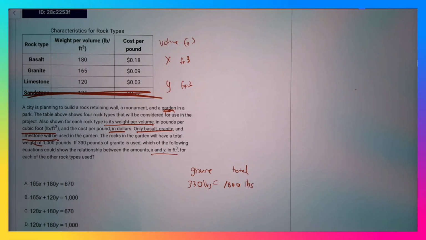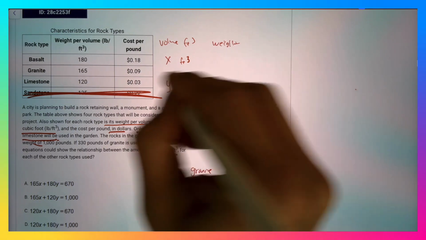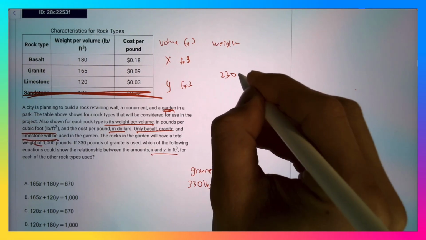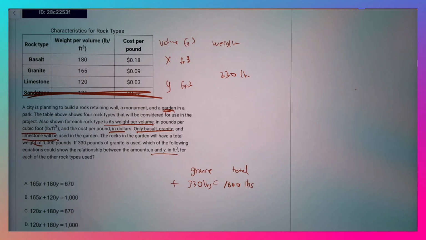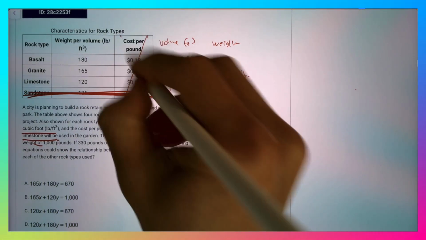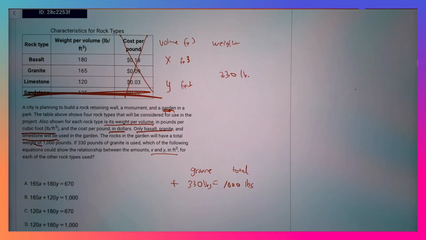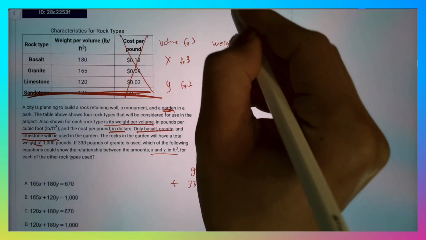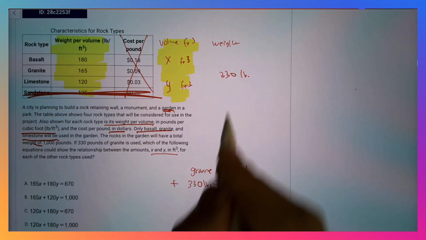Okay, but we need to find the weight. So for the weight, granite is given as 330 pounds. So that's what we use here. And we can ignore the entire cost per pound because I'm not seeing any cost in the problem. So we just need to tie up the volume with the weight per volume so we can get the weight.